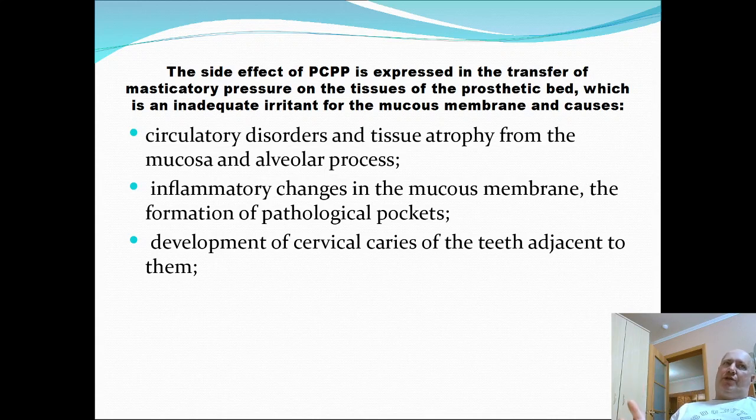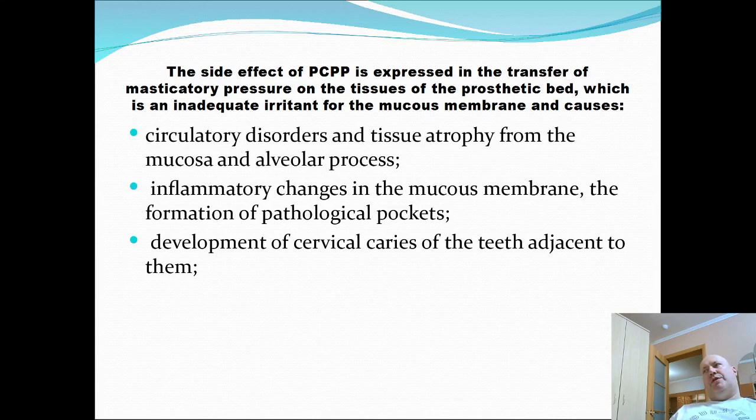But then compensation begins in the mucous membrane, and those people who have partial removable dentures for more than 1 year have a much thicker mucous membrane than people who have no removable dentures. It can be 5 or 6 times more.